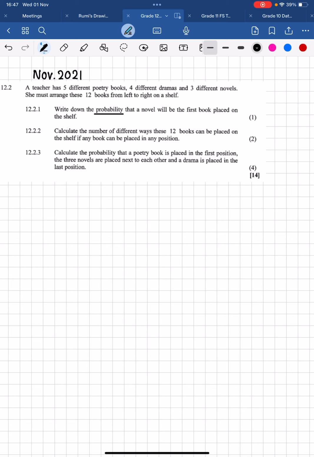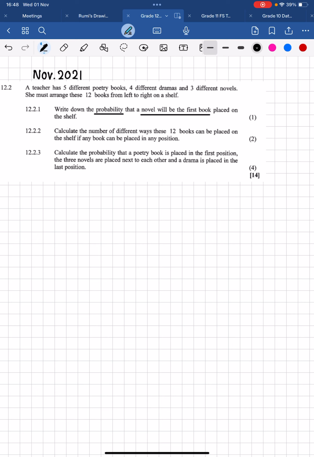All right. So what I was saying is when they're asking probability, you firstly have to calculate the total number of possible arrangements. And then you need to calculate how many ways there are for her to arrange the books where the novel is first.